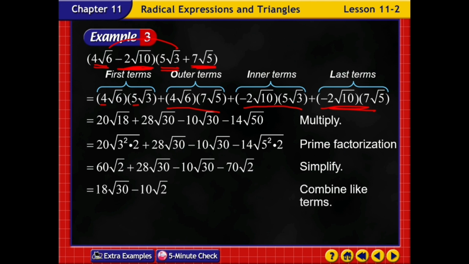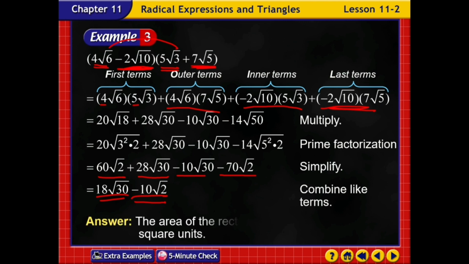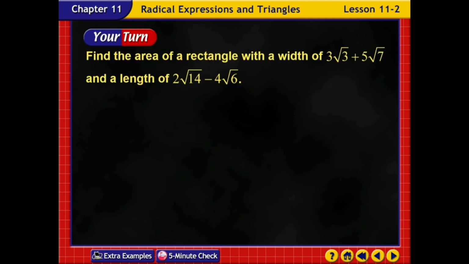Then we combine similar terms. We have 60 square root of 2 minus 70 square root of 2, that is negative 10 square root of 2. Then 28 square root of 30 minus 10 square root of 30, the answer is 18 square root of 30. So this is now our answer. Okay, so the area of the rectangle is 18 square root of 30 minus 10 square root of 2 square units. Now, it's your turn.